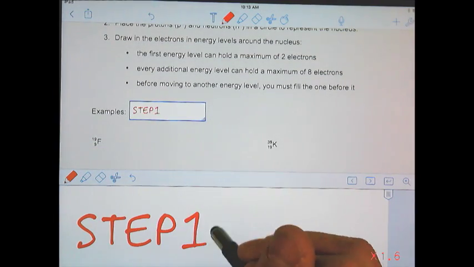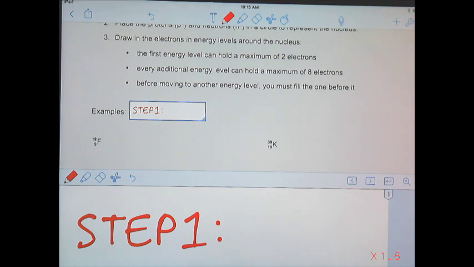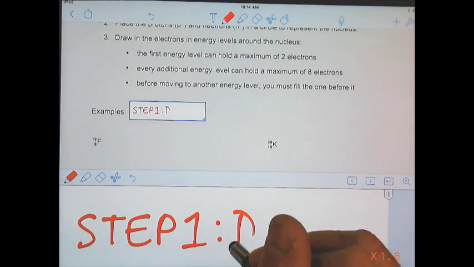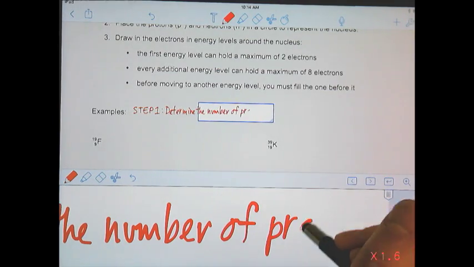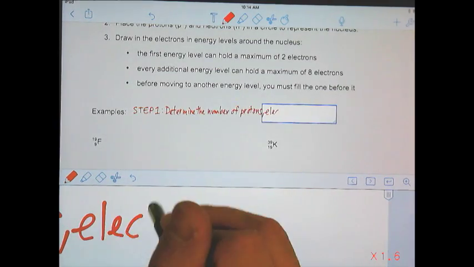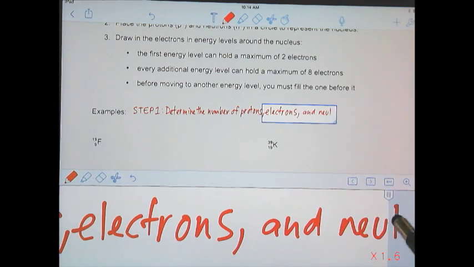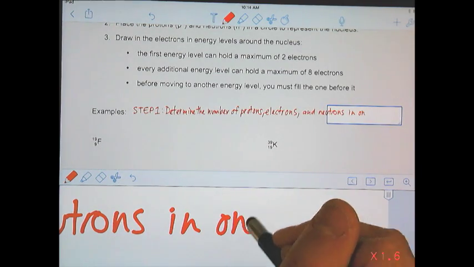The first step in drawing a Bohr-Rutherford diagram is always to determine the number of protons, electrons, and neutrons present in one atom of the element. We've done this before, and there's an instructional video that will remind you how to count the number of protons, electrons, and neutrons in one atom.